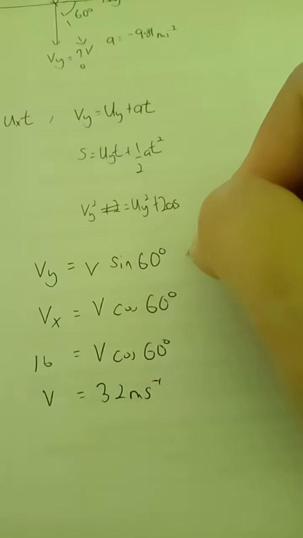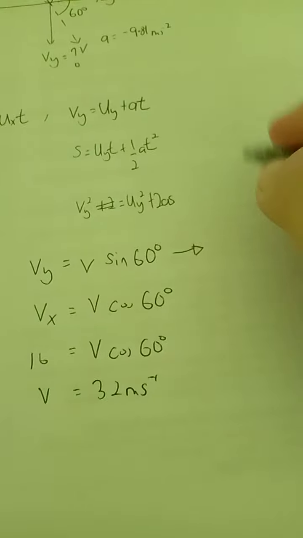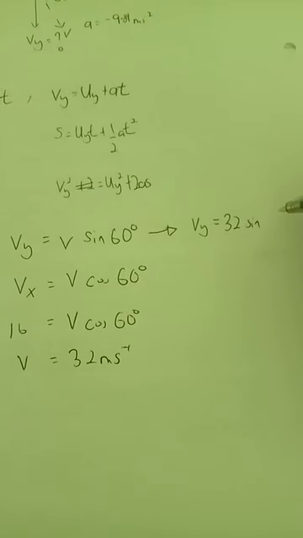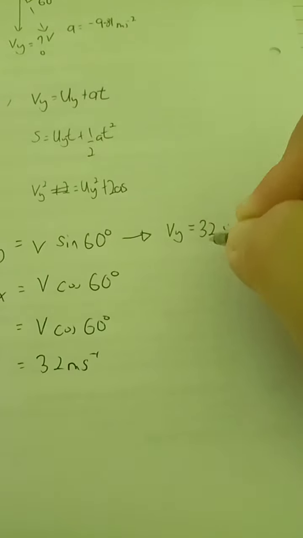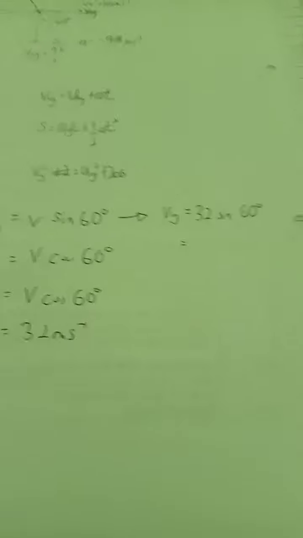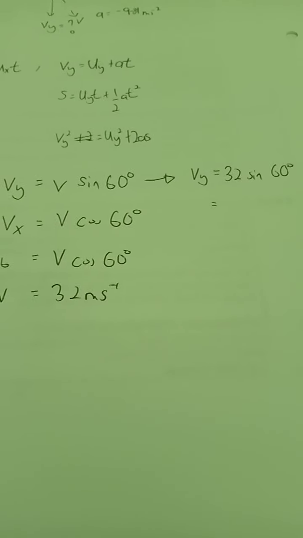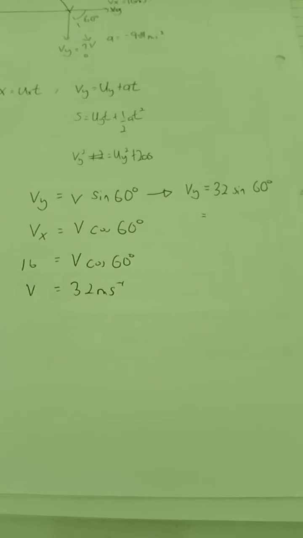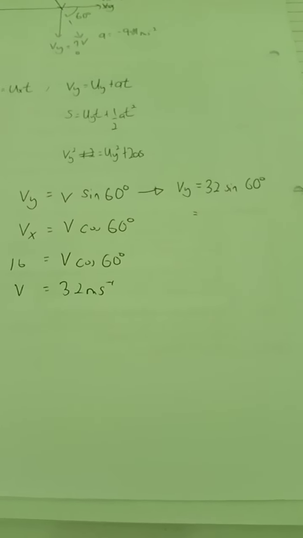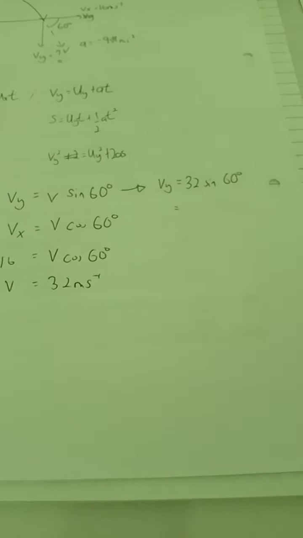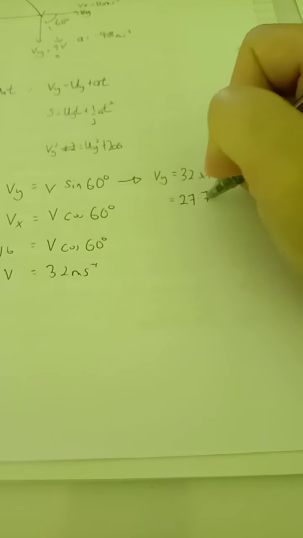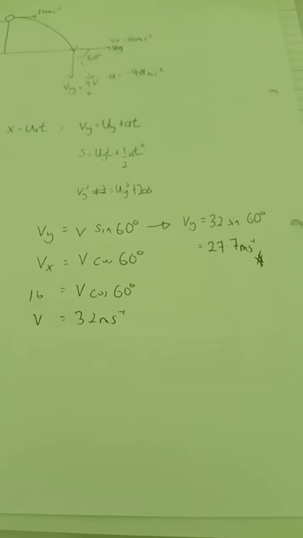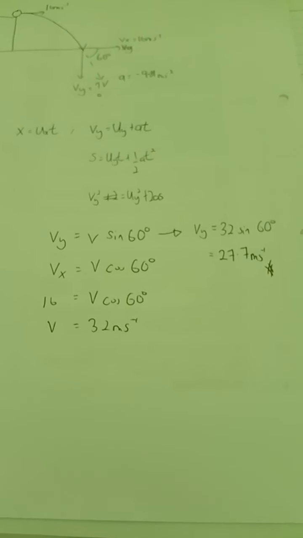So my Vy is equal to 32 sine 60. Use your calculator: 32 times sine 60, I have 27.7. So that's my final answer: 27.7 meters per second.